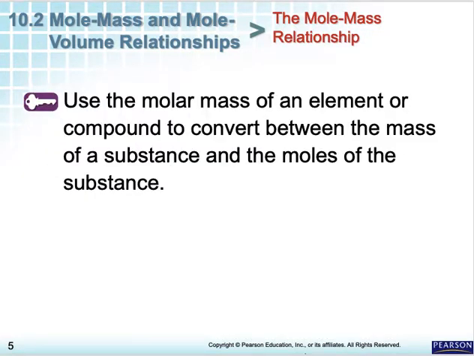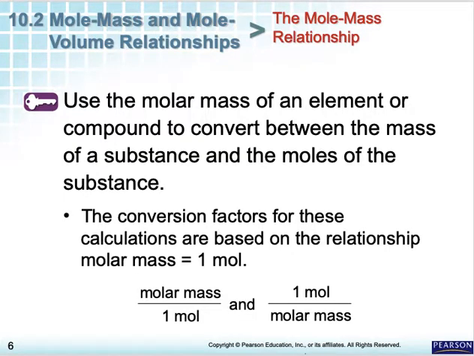So, use the molar mass of an element or compound to convert between the mass of the substance and the number of moles of that substance. And so we can write that ratio either with mass on the top and moles on the bottom or the reverse. We're going to make sure that we always use it in such a way that the units cancel. So if we're given moles, we would use this one. If we're given grams, we would use this one because that would make the units cancel.